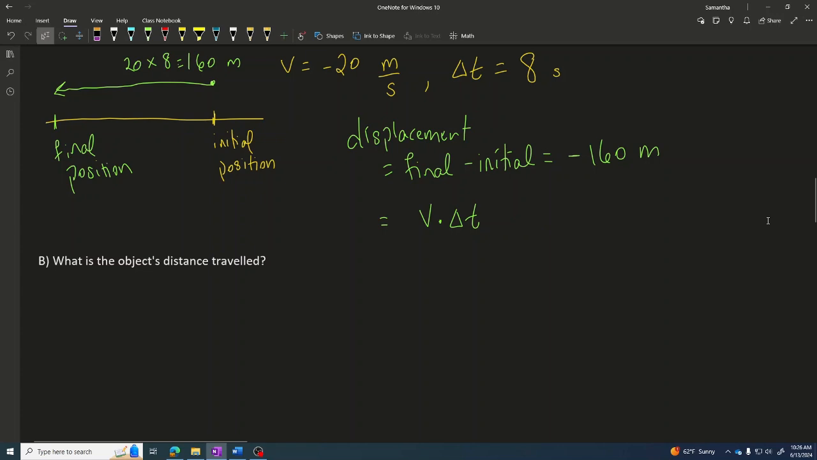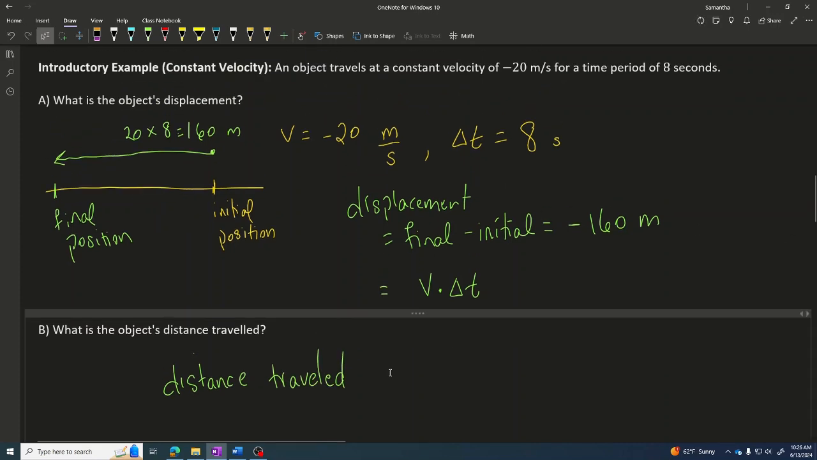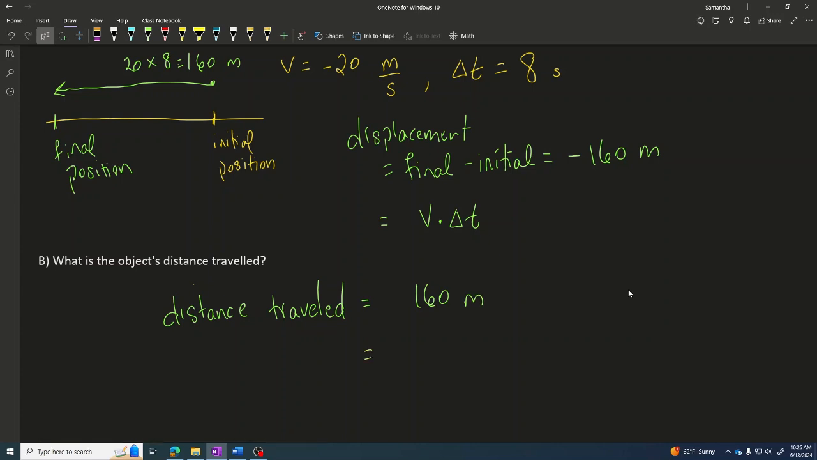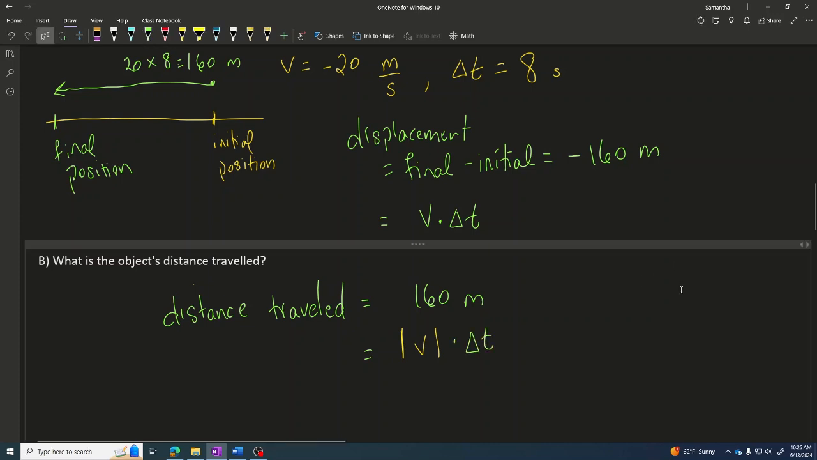So in this case, if I want the distance traveled, all I would have to do is strip the minus sign off of the velocity and take this positive value of positive 160 meters, and that would be the distance traveled by this object. In other words, the distance traveled could be found by taking the absolute value of your velocity, stripping that minus sign off, and multiplying that by the amount of time that has passed.